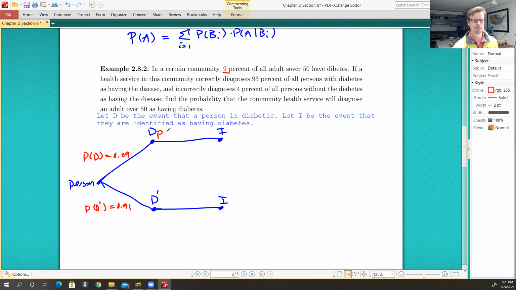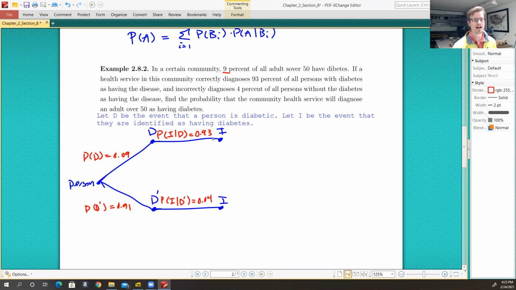So what's the probability that someone is diagnosed as having diabetes, given that they are in fact diabetic? Well, this happens 93% of the time, so that would be 0.93. And what's the probability that someone is identified as being diabetic, given that they're not actually diabetic? Well, that happens 4% of the time.